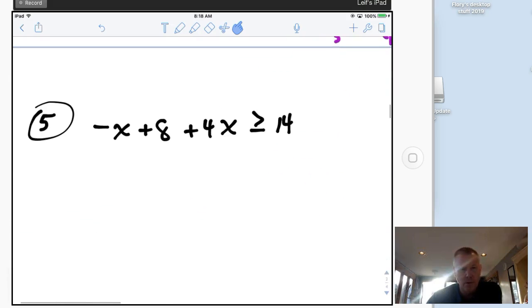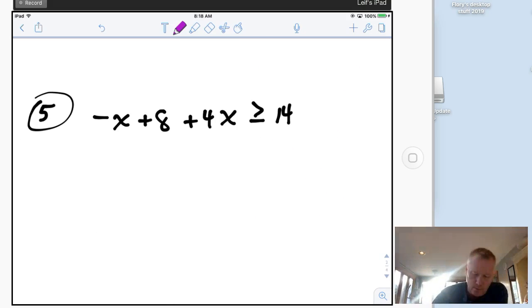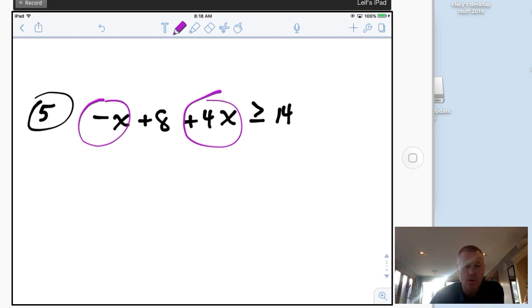Okay. Next one, number 5. So once again, these x's here are on the same side of the inequality, so I'm just going to combine them together. Negative 1x, there's an implied 1 there. Negative 1x plus 4x is 3x. You can put the 8 first or second. Order doesn't matter when you're adding or multiplying. Only when you divide or subtract.